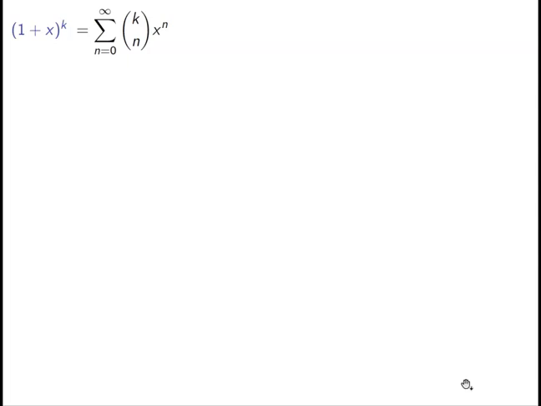Then we have 1 plus x to the k. This is actually a very important one. We'll talk about this quite a bit later. It's given by the sum of k choose n, x to the nth. So this has to do with permutations and combinations, really combinations. And it's basically a binomial form, right? Binomial expansion form.